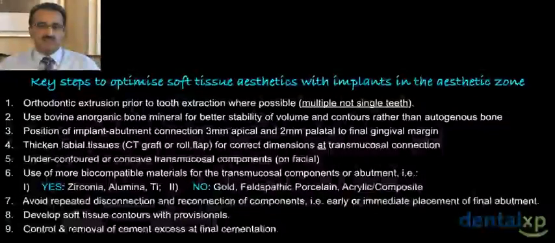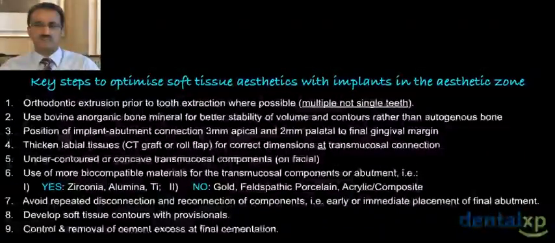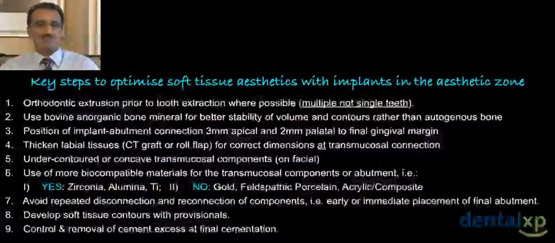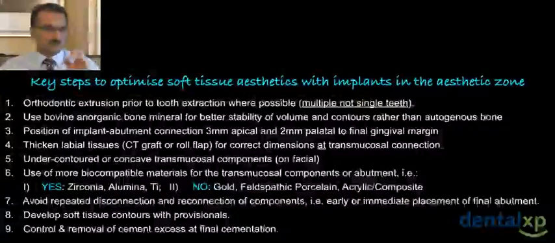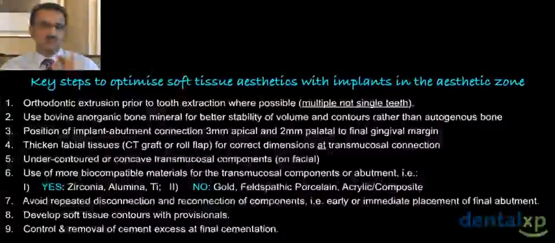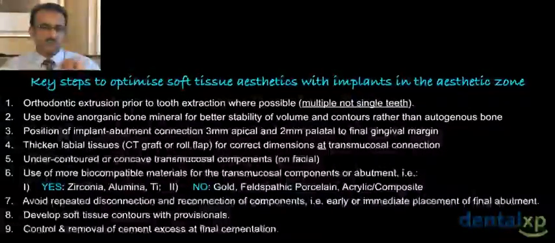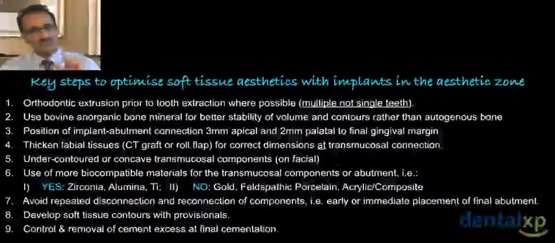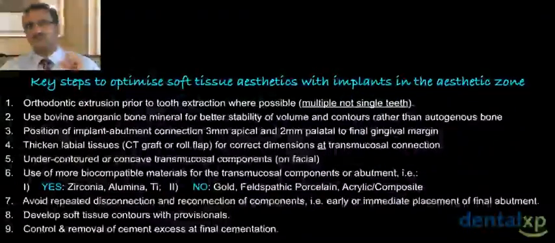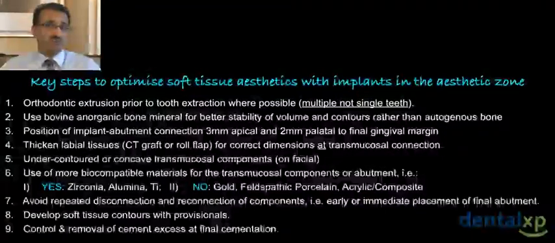So let me just summarize again these key steps for optimizing the soft tissue aesthetics of implants in the aesthetic zone. As we said, we can use orthodontic extrusion, but I think this is limited to single units. I don't think it has much use. It just makes the treatment more complex and doesn't really help us biologically, because you're not really increasing the dimensions of the tissue in the way that you need to. In other words, you've still got to do the surgery.